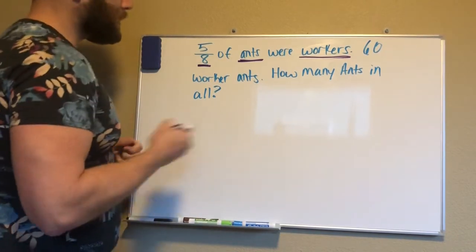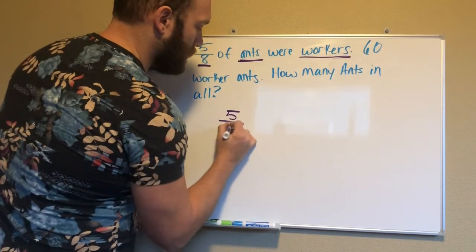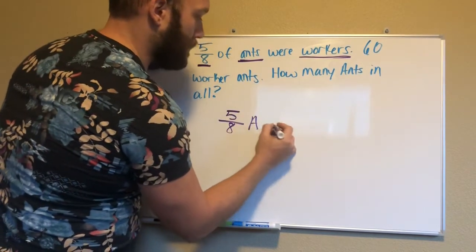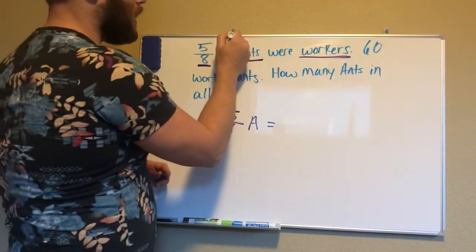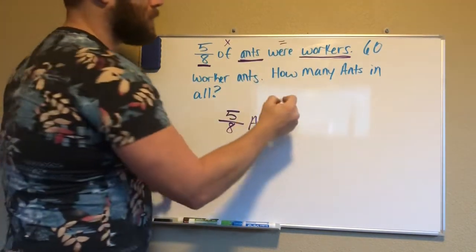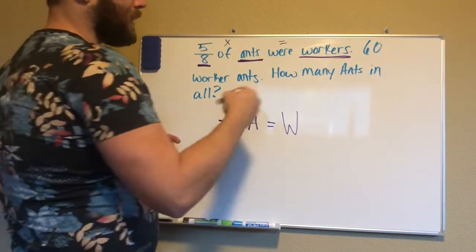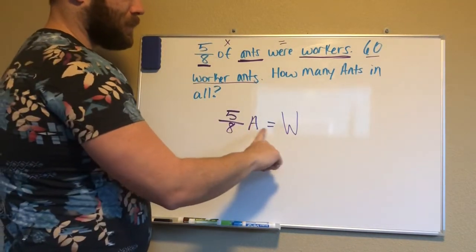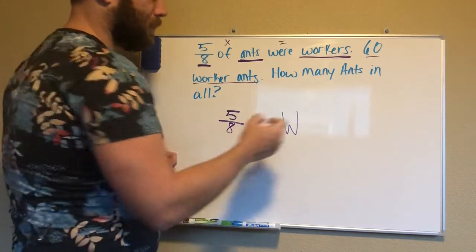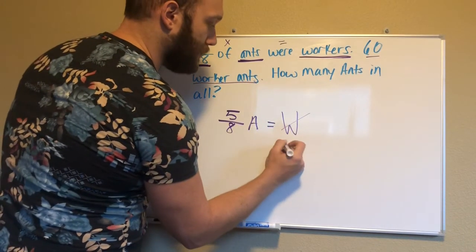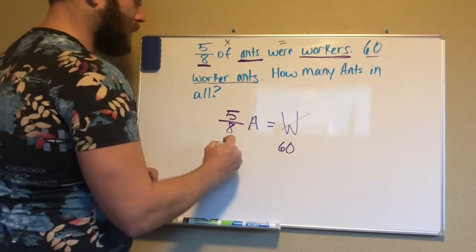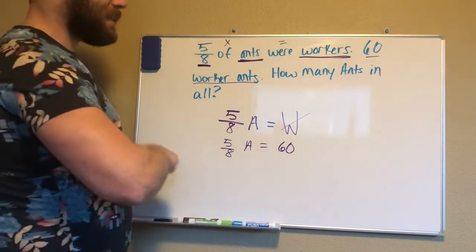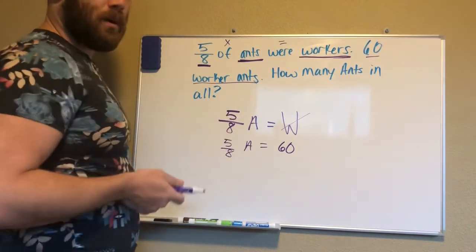Letter equations. Because we have 5/8 of ants means times ants. A equals what? Were, remember, of means times, this means equal. W. And what does it tell us in the next sentence? 60 worker ants, which is ants or worker ants? Worker ants. So I can already cross this out and put in 60. Now I have 5/8 A equals 60. Now I want to get all the numbers on the one side and get the letter all by itself on one side of the equation.